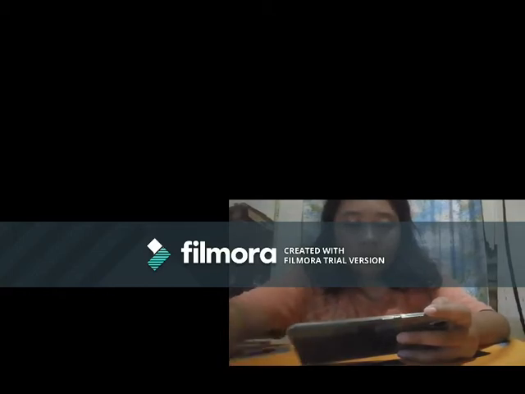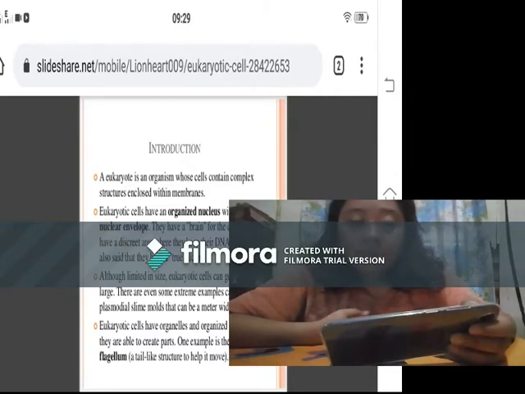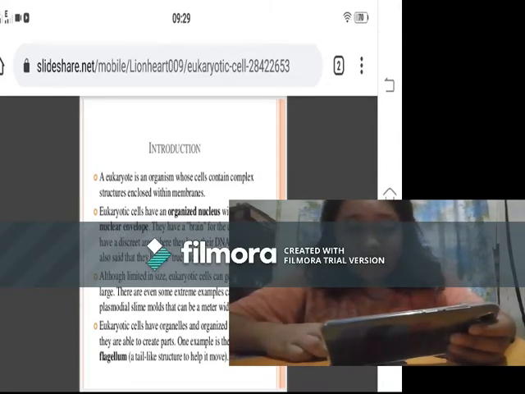Eukaryote. A eukaryote is an organism whose cells contain complex structures enclosed within membranes. So that means that there is a true nucleus. The DNA is enclosed within the nuclear membrane.